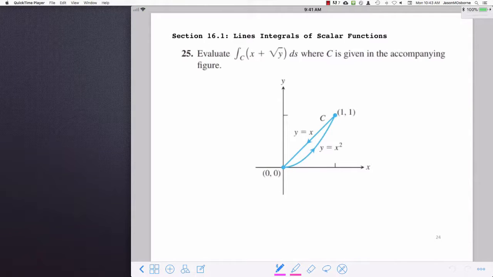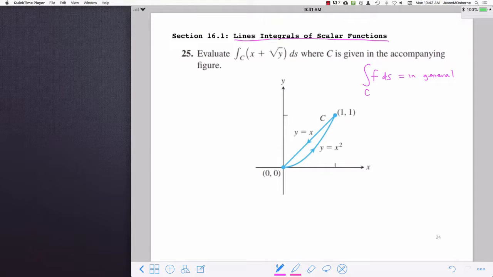In this video, we look at an example of a line integral of a scalar function from section 6.1. In general, we're looking at the integral along a curve C of some function f ds. This is the notation in general.